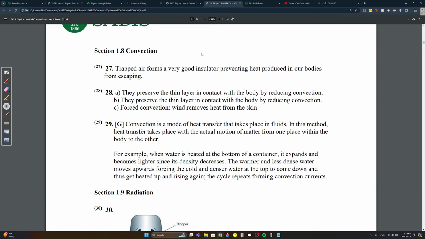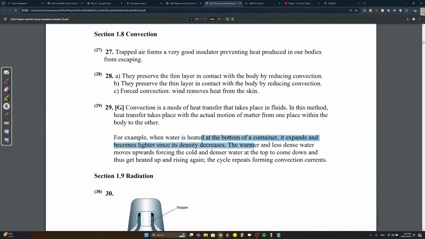Describe the transfer of heat by convection. Convection is a mode of heat transfer that takes place in fluids. In this method, heat transfer takes place with actual motion of matter from one place within the body to the other. When water is heated, the water at the bottom of the container expands and becomes lighter since its density decreases. Very important that you know that the main cause of convection motion is the change in density. The warmer and less dense water moves upwards, forcing the colder and denser water at the top to come down and thus get heated up and rise again. This forms convection currents. What many people get wrong is saying it's due to temperature, when it's actually due to the change in density.